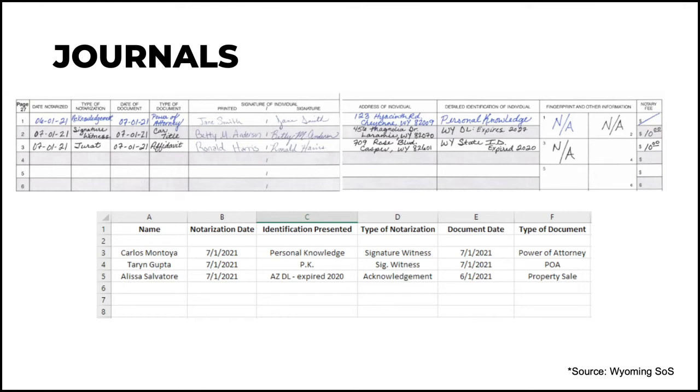How they knew them, personal knowledge. This one was a Wyoming driver's license that expires on that year. The next one is a Wyoming state ID, which expires in that year. Just kind of giving added proof that you verified the identification of that individual. To the right, it has fingerprint and other information. Wyoming doesn't require it, so they placed NA.